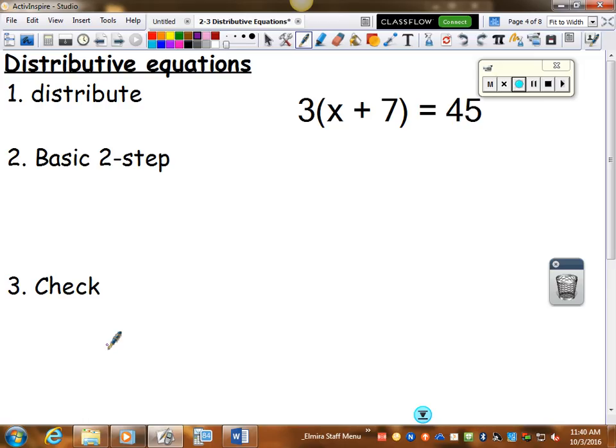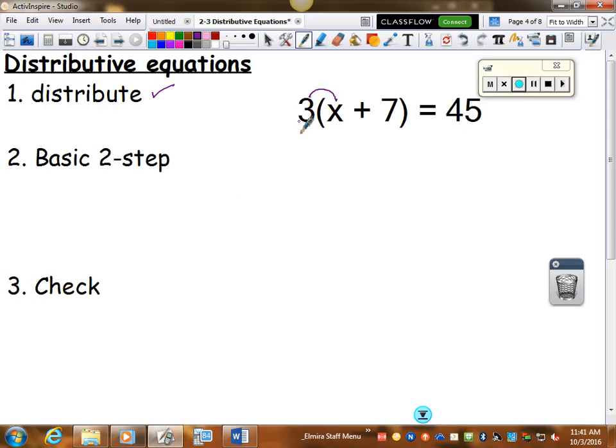Alright, let's start solving some equations now. Now I don't just have the distributive expression, I also have it equaling a number. So I don't know what x is right now, but because it's equal to 45 in the whole equation, I can figure it out. So my first step is going to be to distribute.